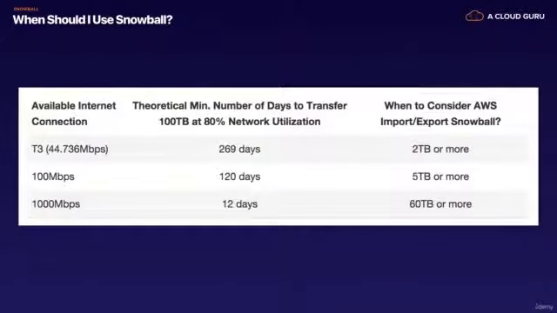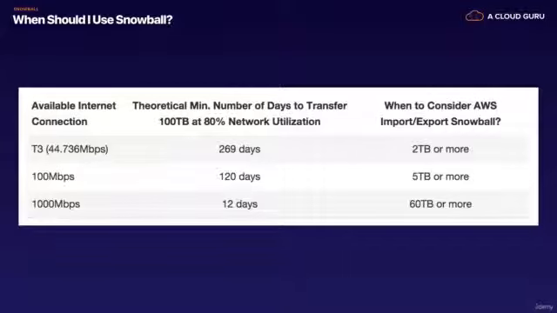So this is when you should use a Snowball. We're looking at different available internet connections here. We've got a T3, which is 44.736 megabits per second, then 100 megabits per second, and then 1,000 megabits per second. If we were pushing 100 terabytes at those different speeds, you can see how long it's going to take: 269 days, or 120 days, or 12 days.